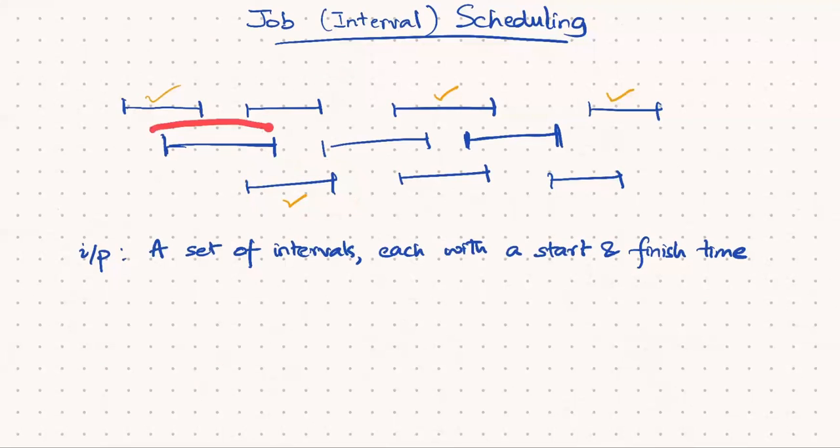That was not the case for this one. This interval overlaps with this one. It conflicts, but this one and this one do not overlap. So they are non-overlapping. All these 4 intervals that I have picked here do not overlap. And as you see, there may be many different choices of non-overlapping intervals.